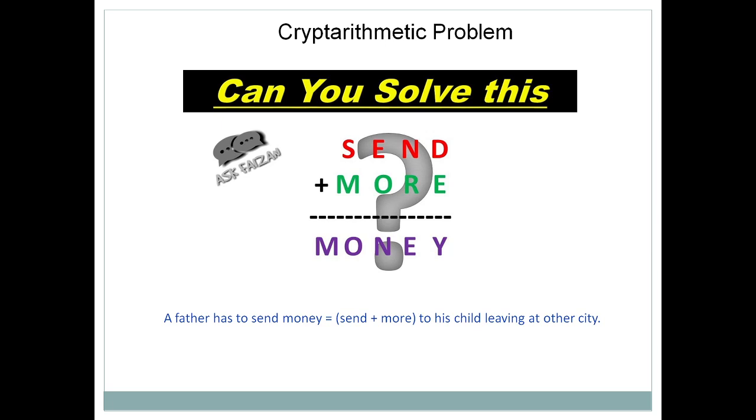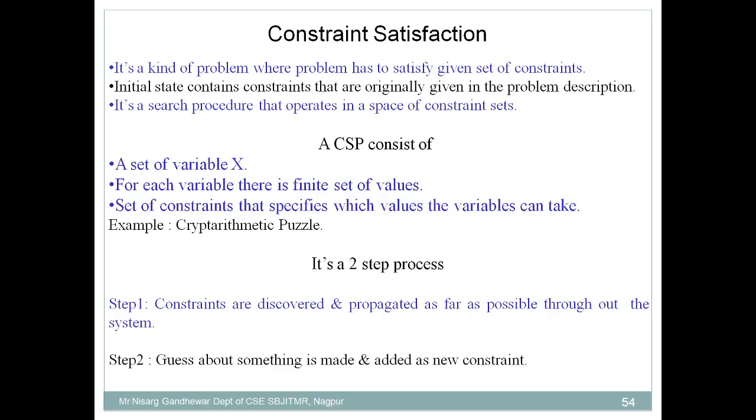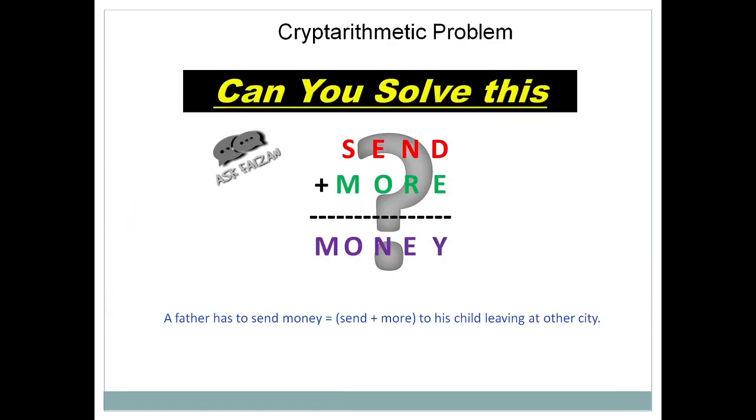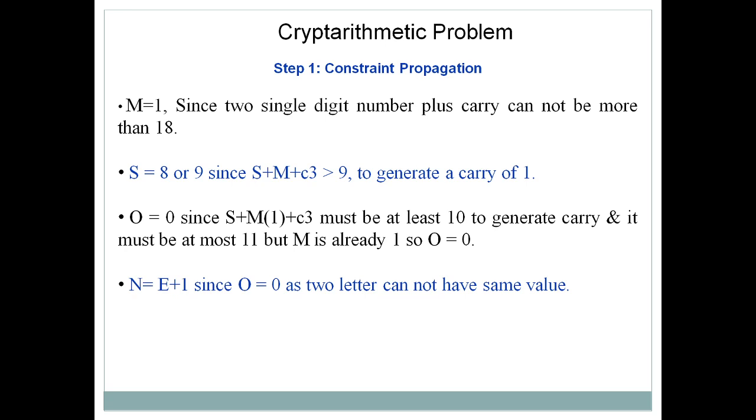Here the constraint is that you can make use of digits 0 to 9, but each can be used only once to represent one digit. No two letters should have the same value. So let's see how to solve this kind of problem. I told you earlier that this kind of problem is solved in two steps: the first is constraint propagation, and the second is making a guess. So we start with the first, that is constraint propagation.